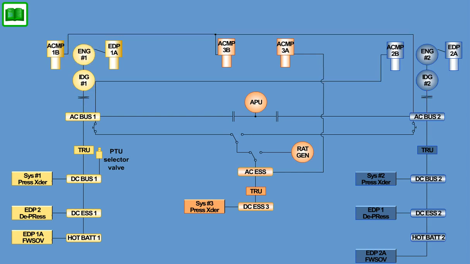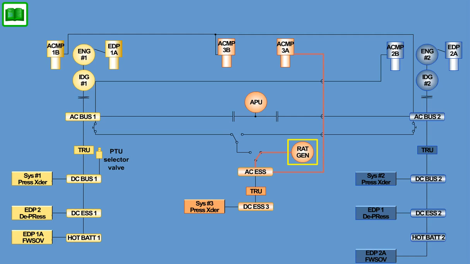On hydraulic system 3, the ACMP 3B is powered by the AC bus 2, and the ACMP 3A is powered by the AC essential bus, which can also be powered by the ram air turbine.